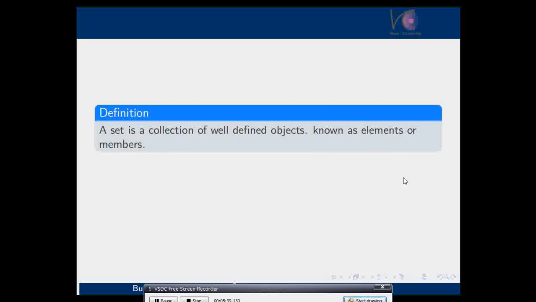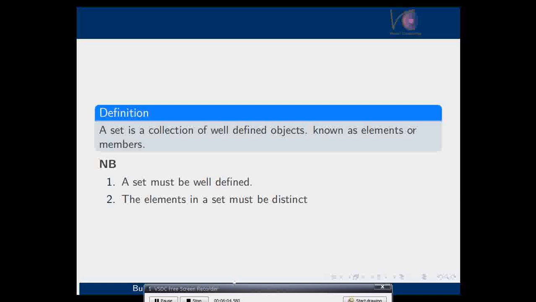What defines a set? So you're saying a set must be well defined. This is the first characteristic of a set from the definition itself. A set must be well defined. That means if you're having a set of fruits, it should be a set of fruits. If you're having a set of phones, it should be a set of phones. Then the other characteristic is that the elements in a set must be distinct. The elements in the set must be distinct.